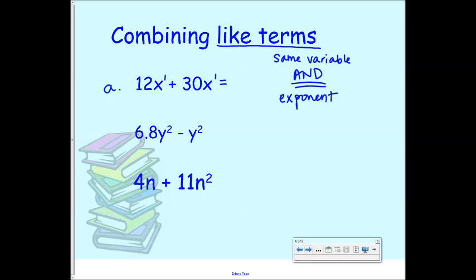Yes. So how do you add those together? 12 plus 30, that's it. 12 plus 30, which is 42, and then your term stays the same, so it's still just x. So 12x plus 30x gives you 42x.